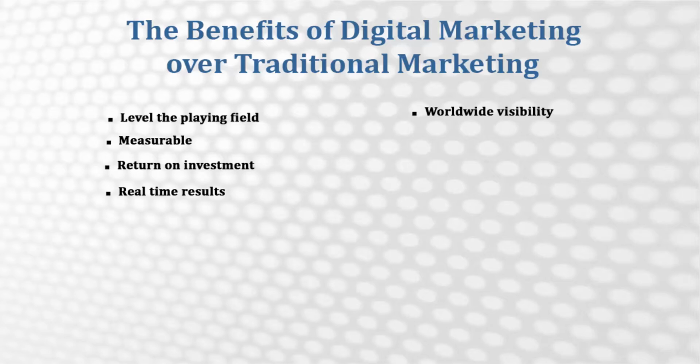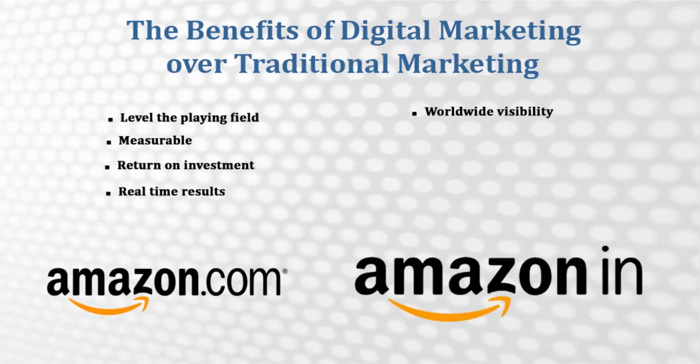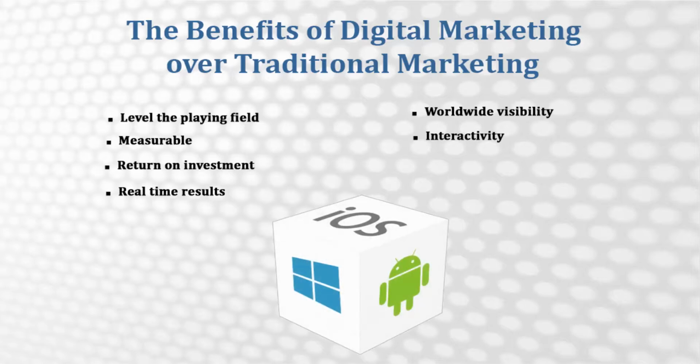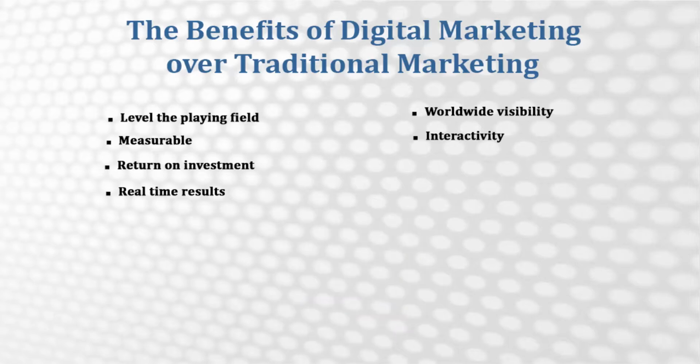For example, let us consider Amazon.com, which has its own site in India as Amazon.in. Interactivity. Today, digital marketing is not only restricted to computer devices, but it can also be done through mobile devices. By using different applications which are prepared on Windows, iOS and Android platforms, we can access these sites which are using digital marketing on mobile.